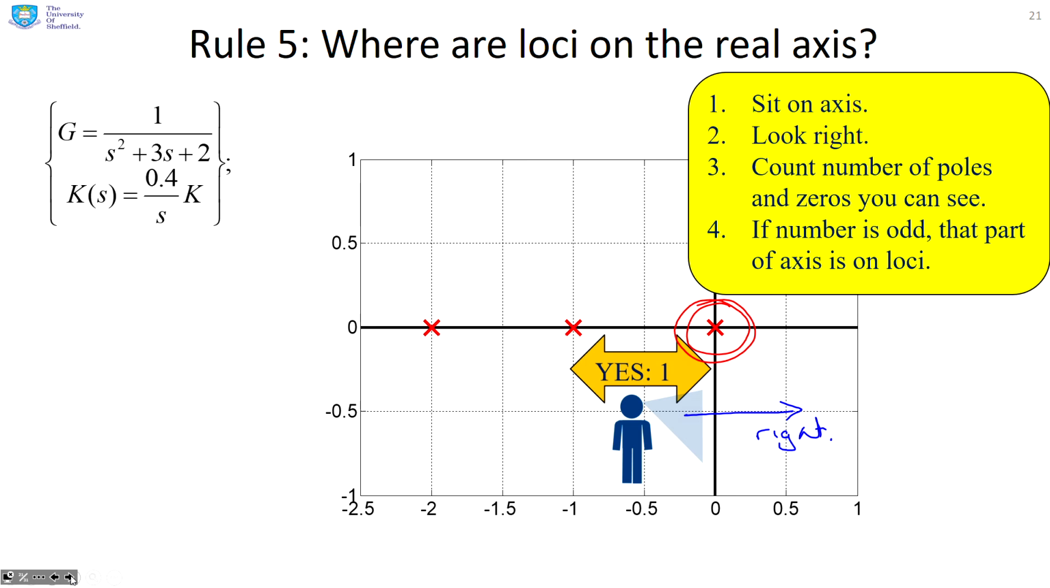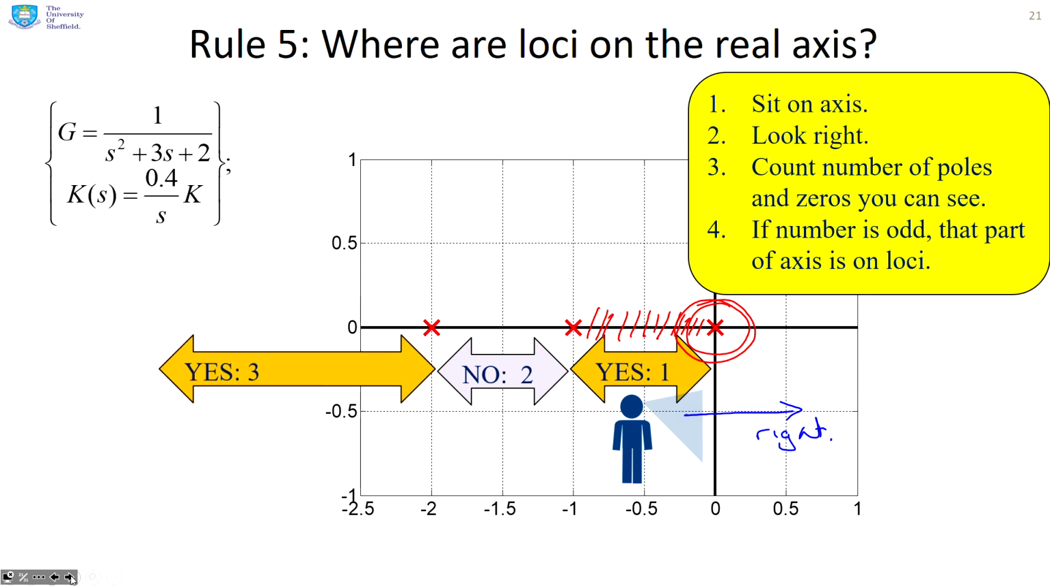Because that is an odd number, you'll see what I've marked. I put yes, it's an odd number, so that means this part of the axis must be on the loci. Now let's move to this bit. If they stand or sit in this bit, they can now see 2 poles, and so that's an even number. It's not on the loci. If they stand on this bit, they can see 3 poles. It's an odd number, so it means all this part of the axis, all the way to -infinity, is on the loci. And finally, you can see if I go to the far right, I can see 0, which is an even number, so it's not on the loci.